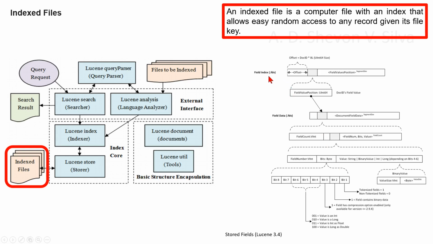Here you can see the field index, the FDX file, .fdx. Here the offset equals doc id multiplied by the UInt64 size. Here is the field value position, UInt64, per document, and the doc id is the field value. It is connected to the field data, or FDT file. This should be FDT here.